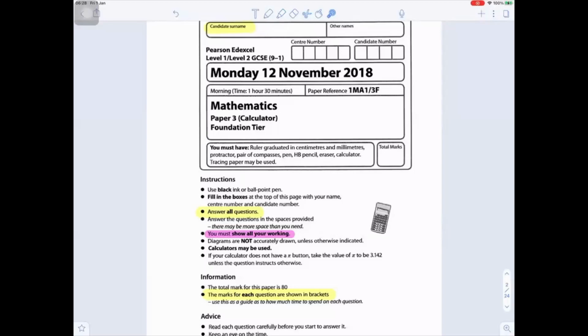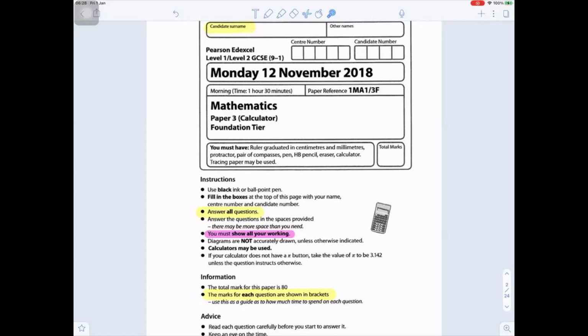I've highlighted a key one there. Answer all questions. Very, very important. Don't skip a question. Answer all questions. The one in the next one, you must show all your working. That one is very, very important. To get full marks, you must show all your working. And calculators are allowed in this paper.